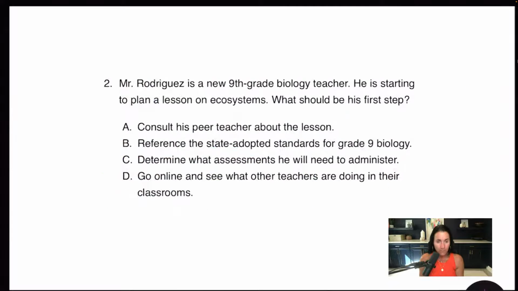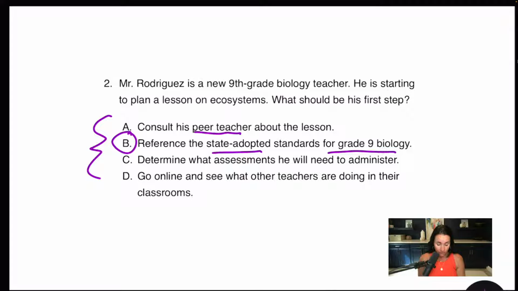Okay. All right, let's go with number 2, answer choices. A, consult his peer teacher about the lesson. All right, I like peer teacher. That's good. B, reference the state-adopted standards for grade 9 bio. Yeah, I like B because it has the term state-adopted standards. If you see that in an answer choice, zero in on it. It's most likely the right answer.